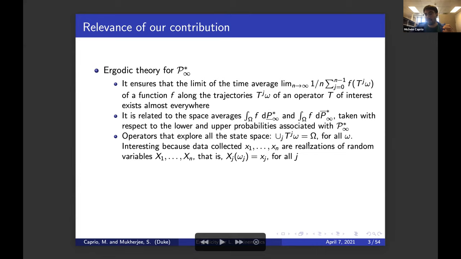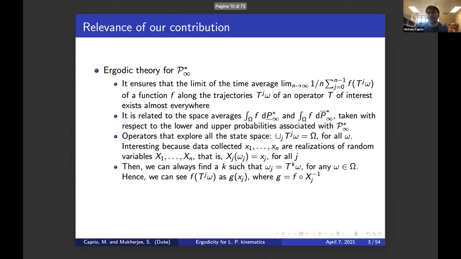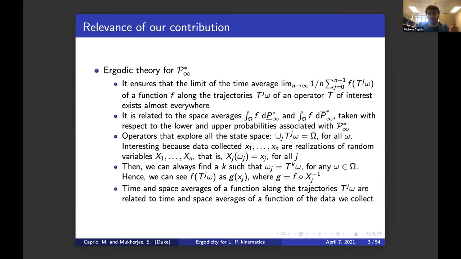This is interesting because we can see the data we collect as realizations of random variables. These empirical averages, these time averages right here, are a function of the data, a function g, where g is the composition of the f of interest and the counter image of the random variables whose image are the data we collect. And this buys us the fact that time averages and space averages of a function along the trajectories, T^j omega, are related to time and space averages of a function of the data we collect.